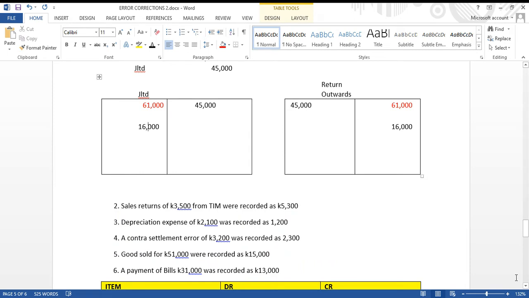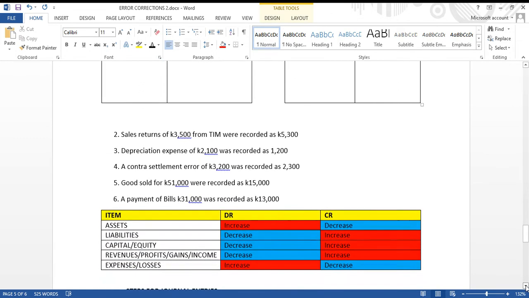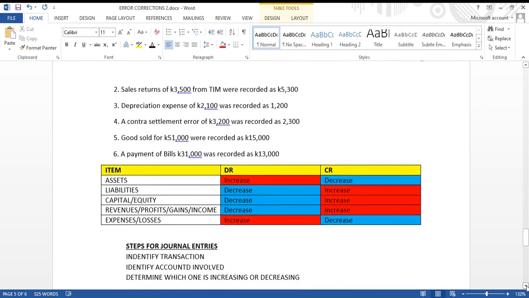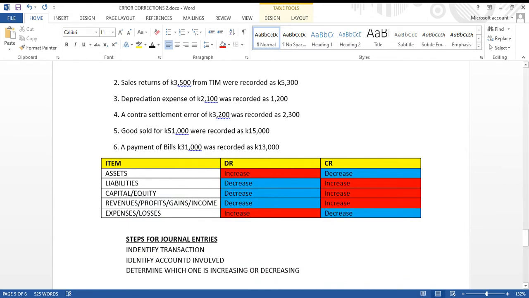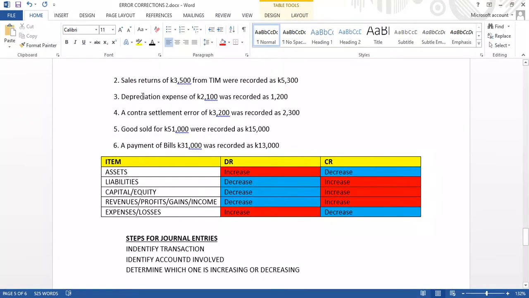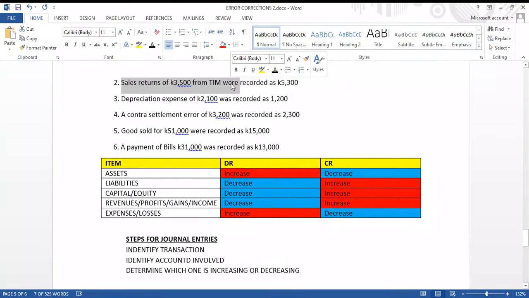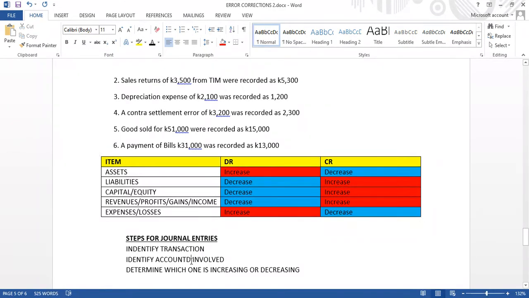The next one: we have a sales return of 3,500 from Tim recorded as 5,300. All right. What I forgot to do in question one is identify this transaction. This is a sales return, or what we call return inwards.